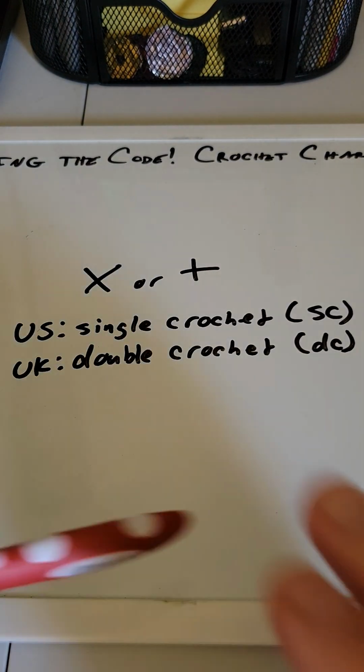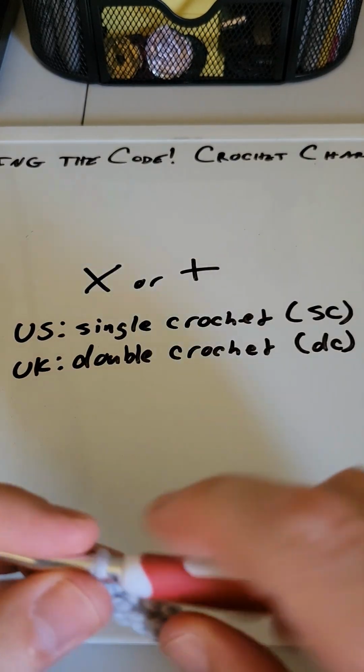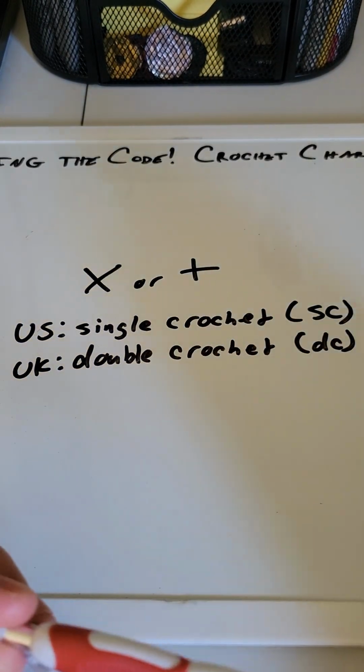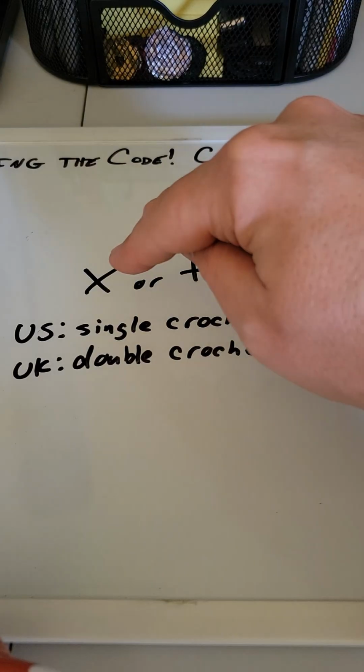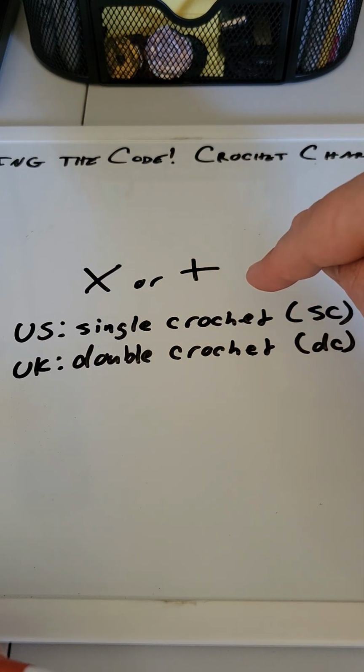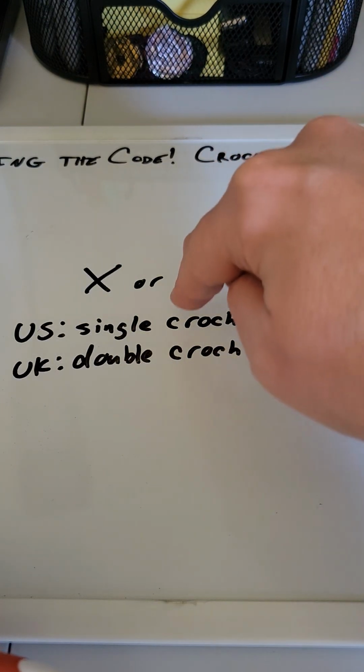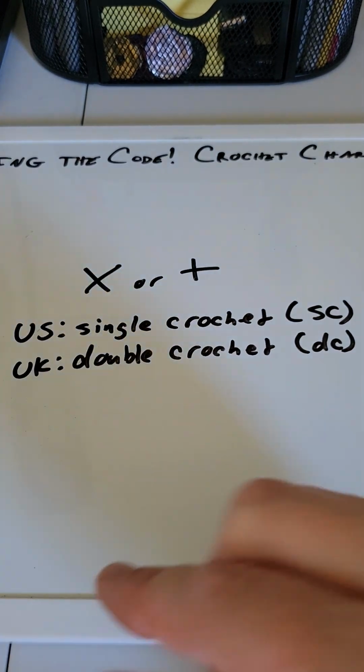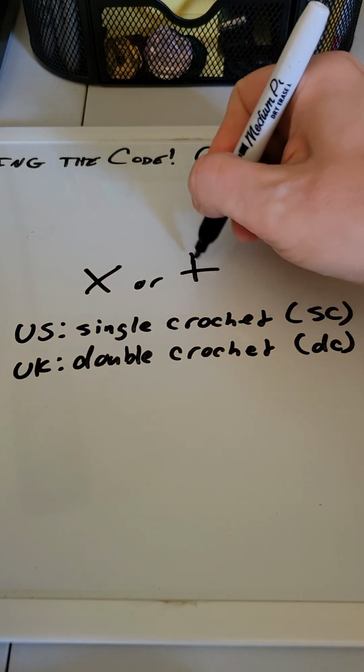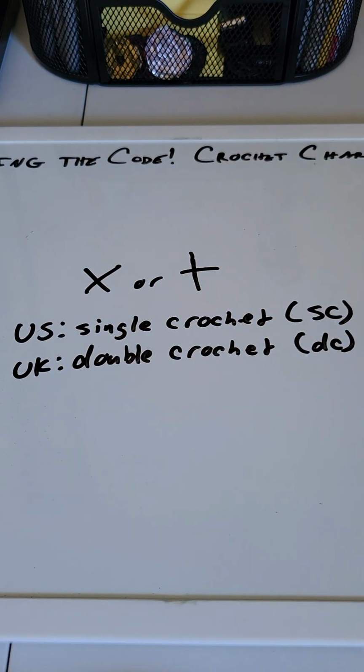So this is for the US, it's a single crochet, or if you're in the UK, it's a double crochet, and it's represented by an X or a plus sign, or actually it should be a longer one, but let me correct this. There we go. That's what it's supposed to look like.